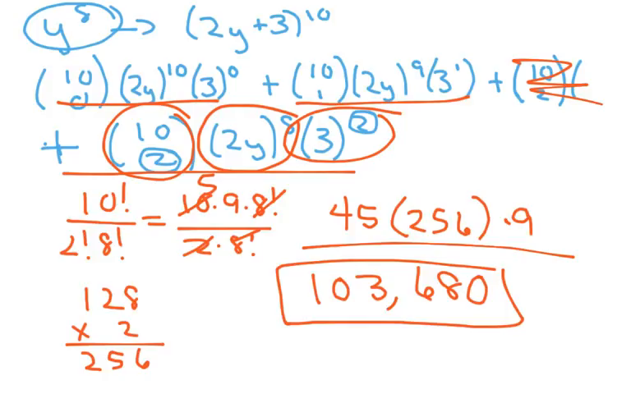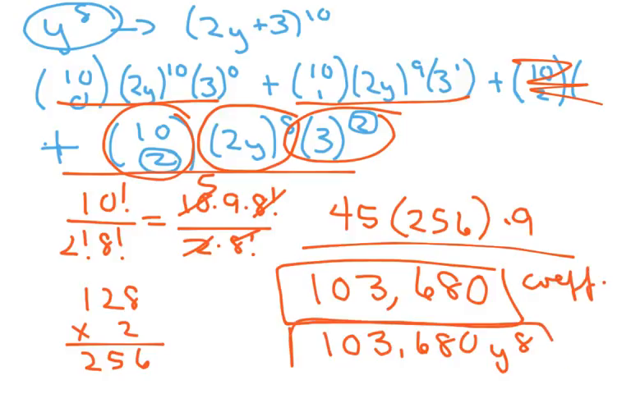Okay? Now if they asked you for the term, the third term, you would write 100,003,680 y to the eighth. So if they're asking for the coefficient, that's all they want. If they ask for the term, that's what it would be.